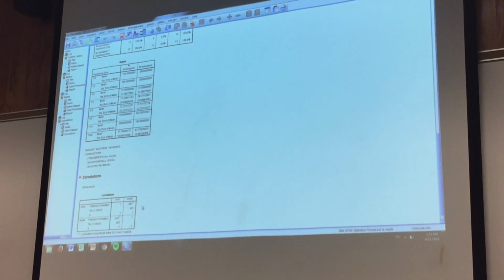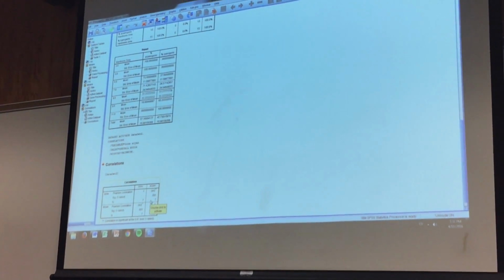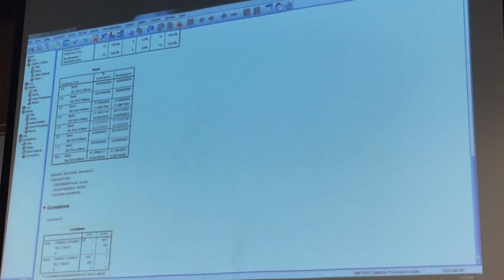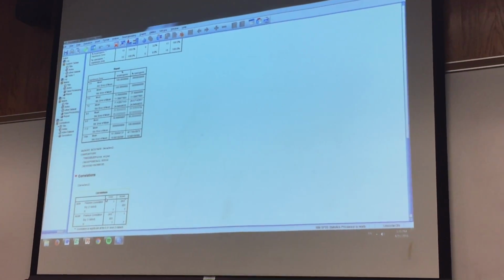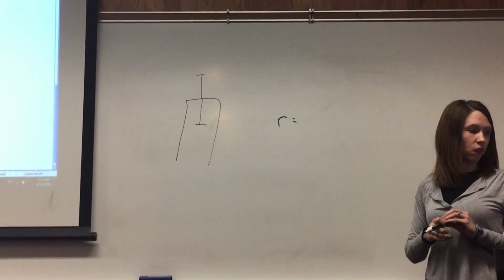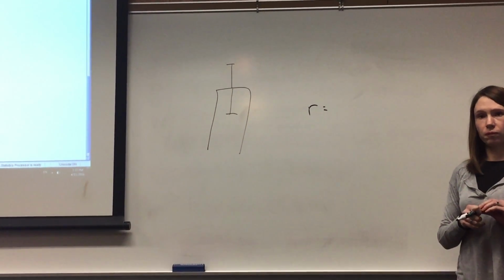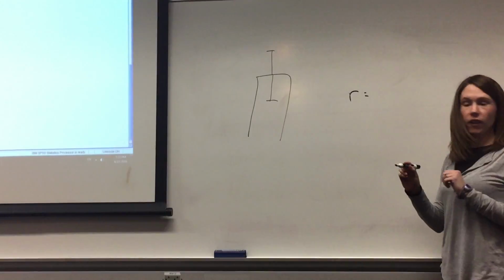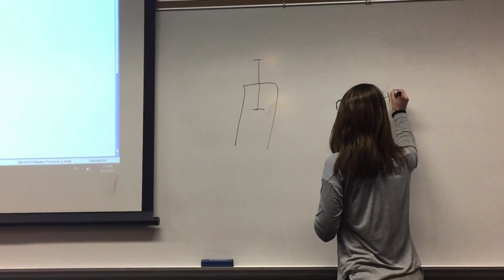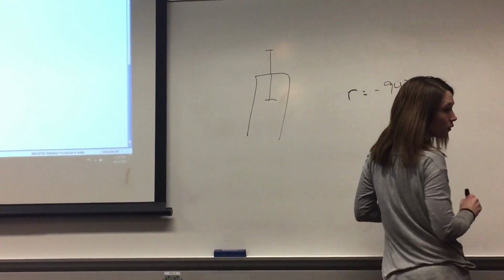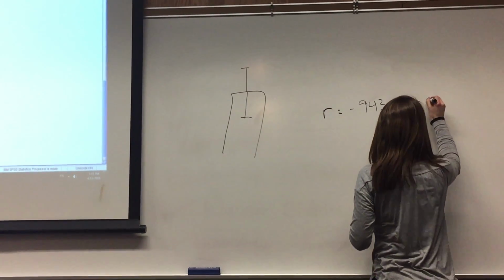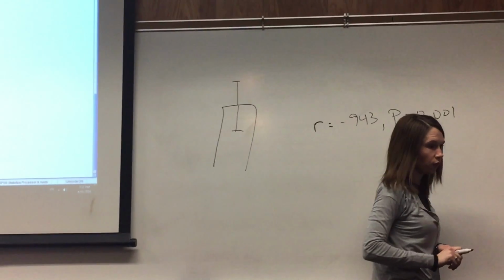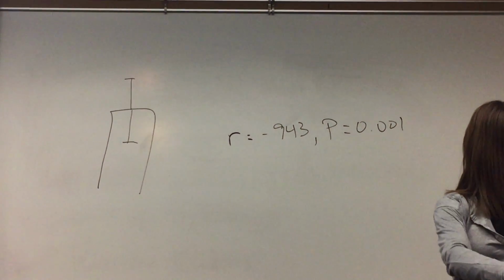Here's our p-value, 0.001. And then remember Pearson's correlation, you report that as little r. So in this case it would be, and you need to keep the signs, so that means there's a negative correlation. That's what we were expecting, right? So negative 0.943. And then your p-value is actually exactly 0.001 for this. You'll do this again for cyanogenesis.